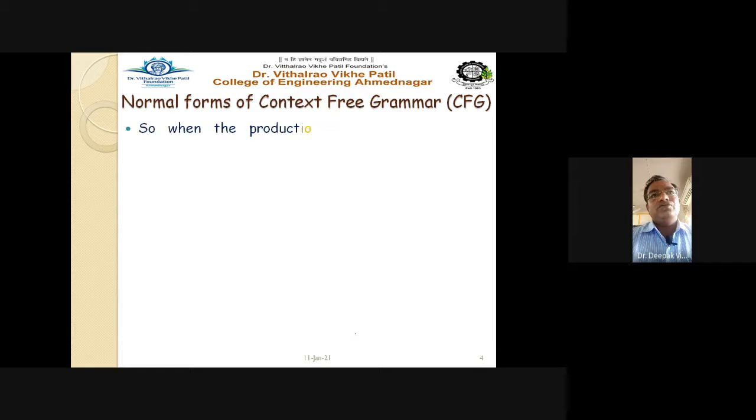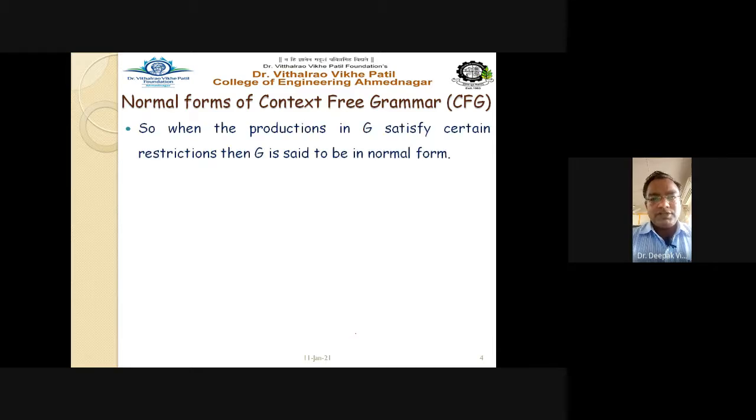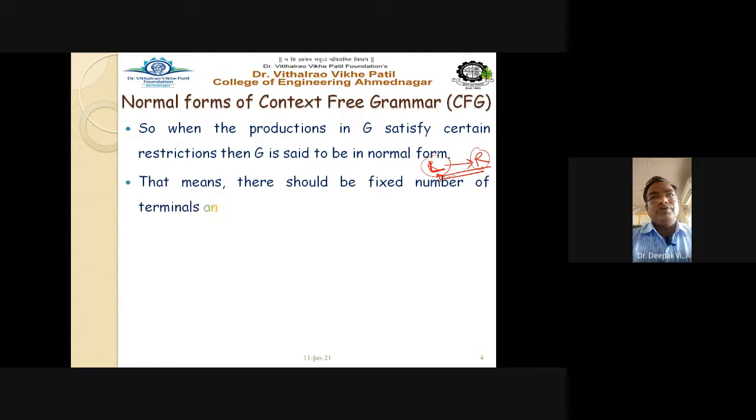So see here, when the productions in grammar G satisfy certain restrictions, then G is said to be in a normal form. There are certain rules about the left-hand side and the right-hand side of the grammar: how many terminals and non-terminals can be on the left-hand side, and how many on the right-hand side. Depending upon certain restrictions, certain rules, the grammar is normalized, right? That means there should be a fixed number of non-terminals and terminals in the CFG.